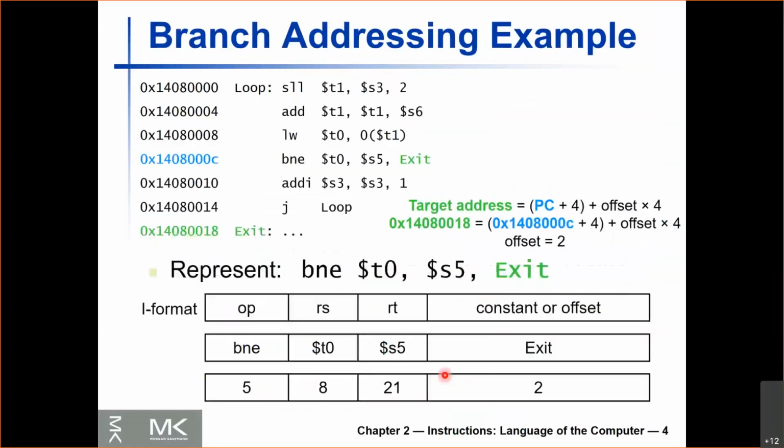We saw an example of how we can take a branch instruction and represent the label as an offset, and we did that by applying this rule for branch addressing, where the target address is PC plus 4 plus the offset times 4.